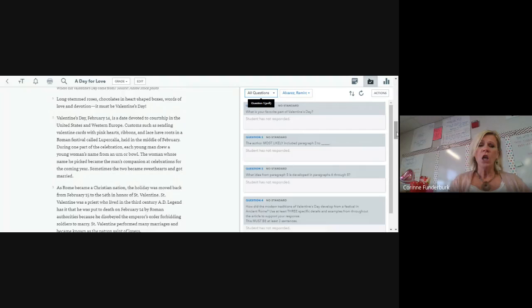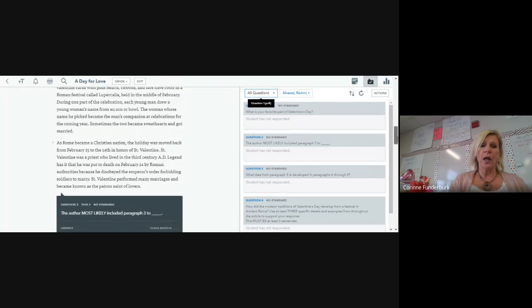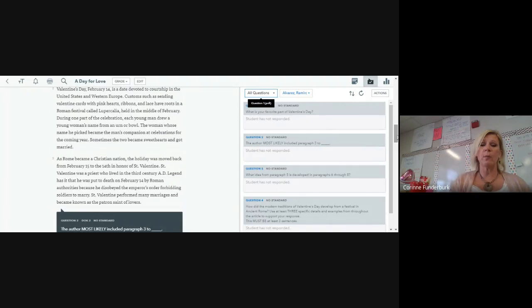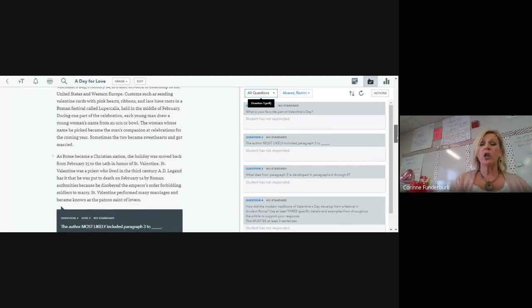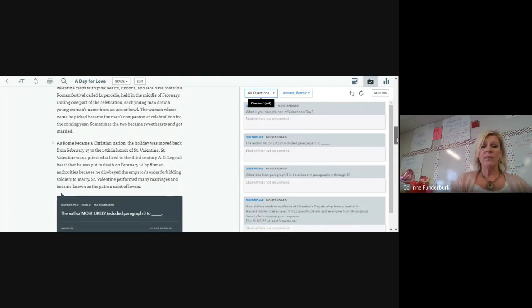So you're going to go through here and it talks about Rome. So remember how it started in Rome. It talks about things they did in Rome. And then you're going to say the author most likely included paragraph 3 up here, 2, and then you're going to choose, and I'm not going to show the choices because it kind of gives the answers in one of them. So you have to figure out, why did he most likely include that paragraph, okay?